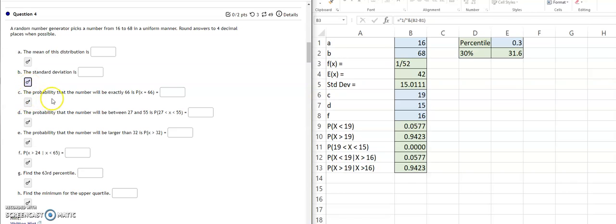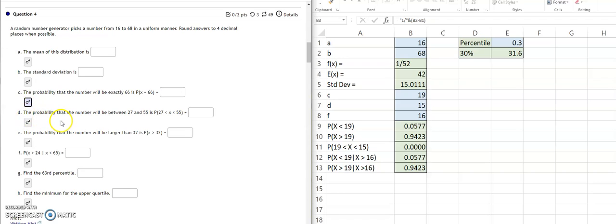And then part C asks us, what is the probability that the number will be exactly 66? So finding the probability of X is equal to 66. When we have an exact value in a uniform distribution, the probability of that exact value happening is 0. The reason is that there are infinitely many numbers in between, like from 60 to 61, from 65 to 66 to 67. There are infinitely many numbers that could become 66 due to rounding, so therefore the exact probability of that happening is 0.